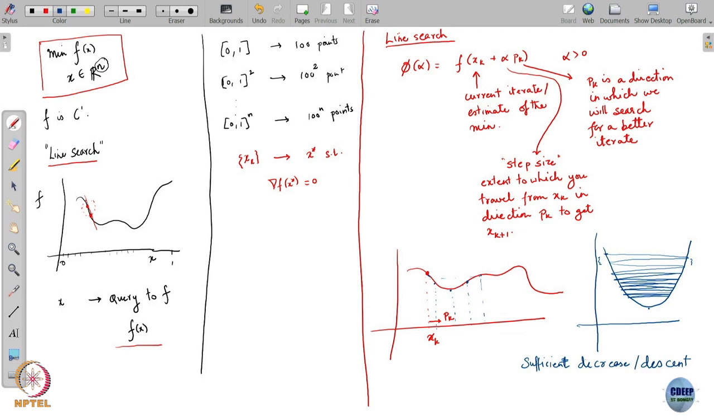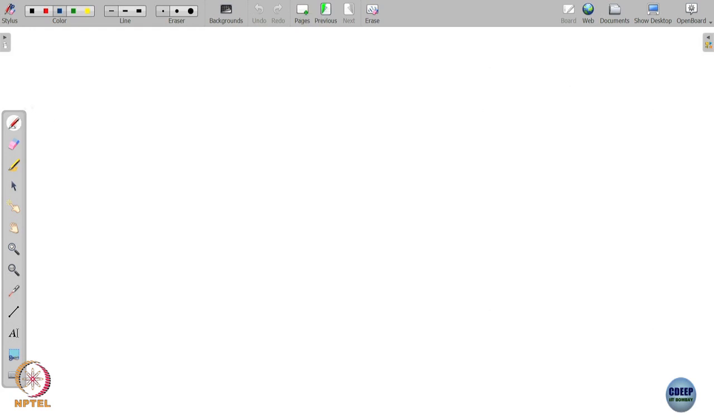There is a way of defining what amounts to sufficient descent, which I will tell you now, which basically tells you what sort of alpha ranges are good for you in terms of the properties of the function itself. This leads us to what are called Wolfe conditions. These are not the only known conditions, but these are very popular, hence I'm mentioning them.